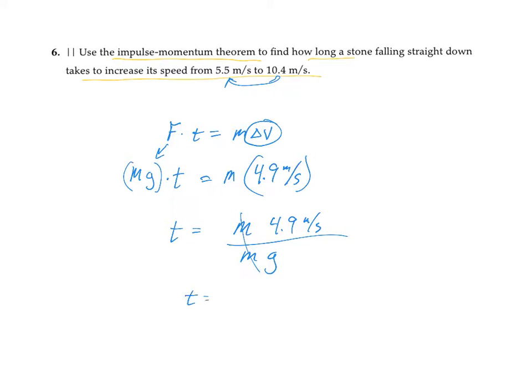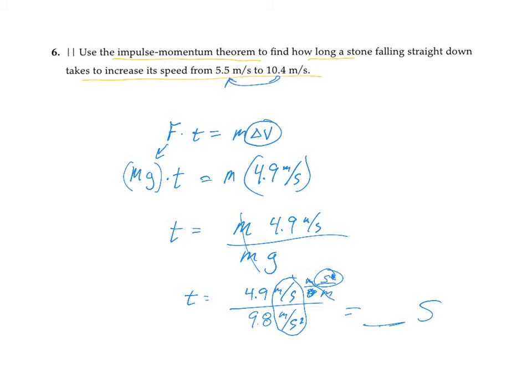The time would be 4.9 meters per second divided by gravity, which is 9.8 meters per second squared. When these units combine, I'm going to be just left with seconds, which is really nice. Remember, this would be seconds squared over meters, and I have meters over seconds already. Bye-bye, I'm left with seconds. So that's really nice how that works.